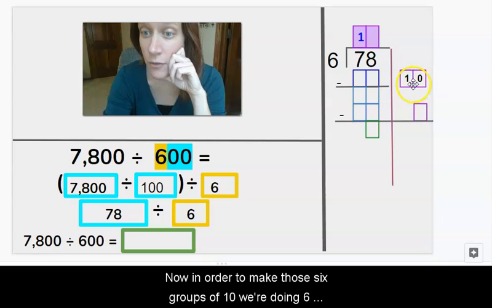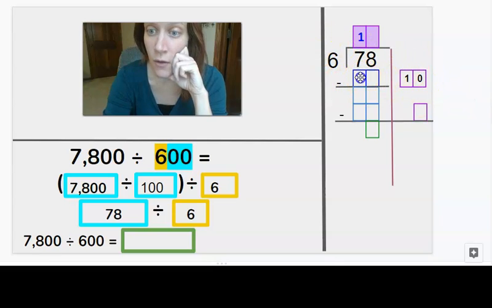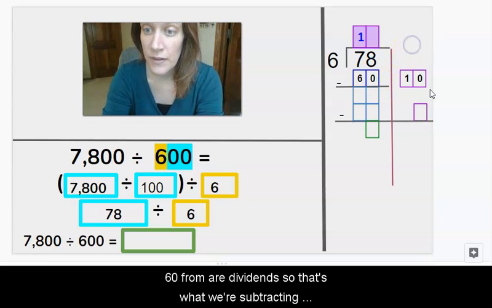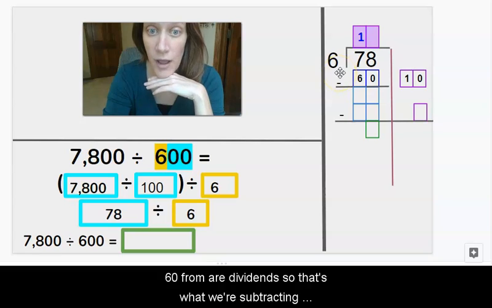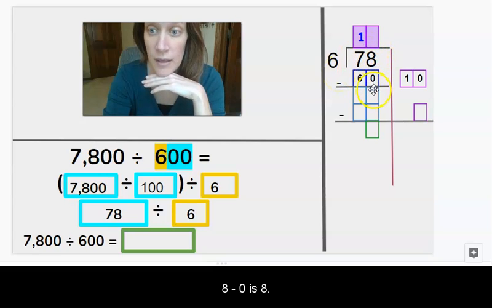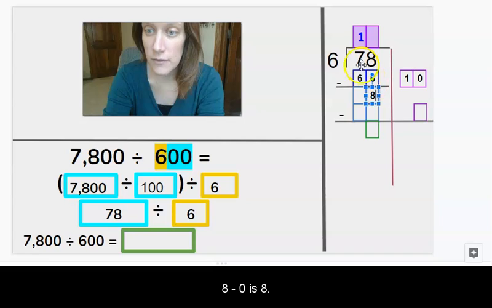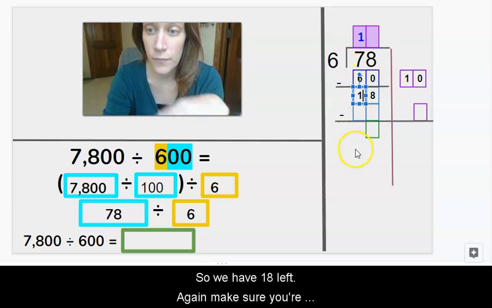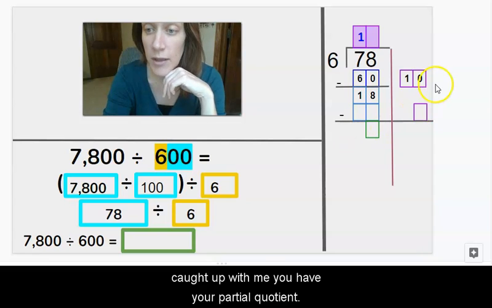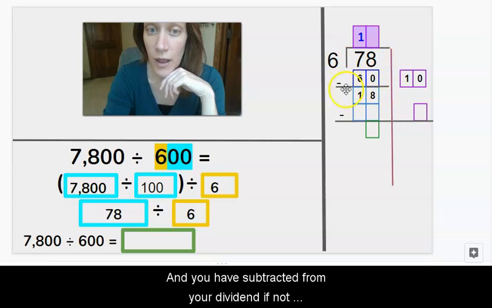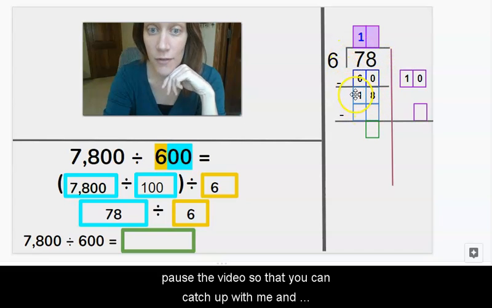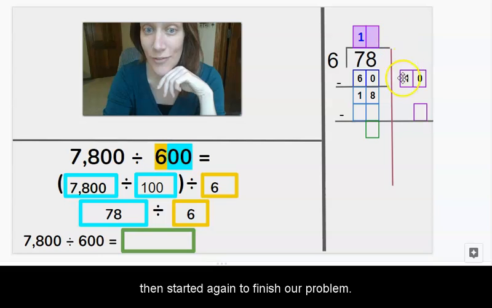Now, in order to make those 6 groups of 10, we're doing 6 times 10, which means we've used up 60 from our dividend. So that's what we're subtracting from our original dividend. 8 minus 0 is 8. 7 minus 6 is 1. So we have 18 left. Again, make sure you're caught up with me. You have your partial quotient and you have subtracted from your dividend. If not, pause the video so that you can catch up with me and then start it again to finish our problem.